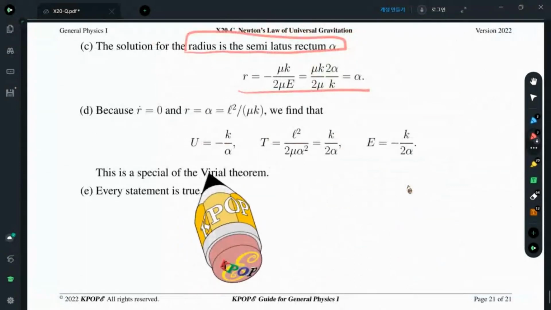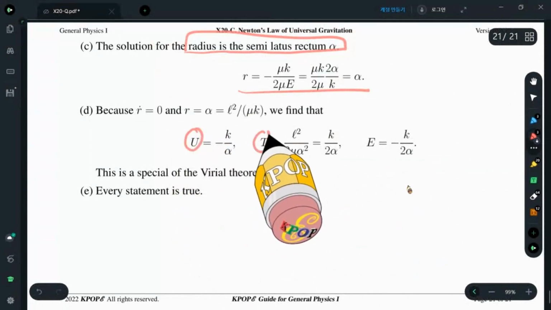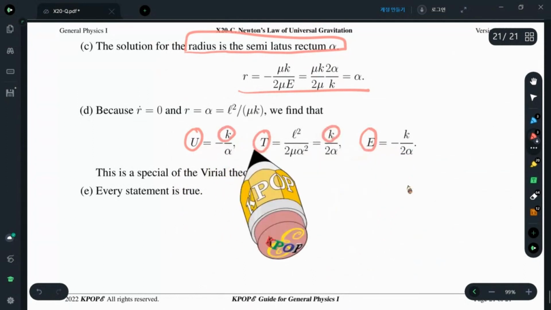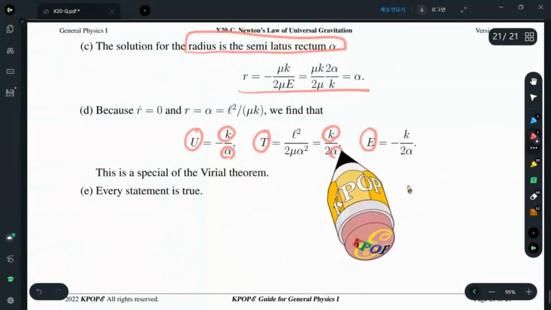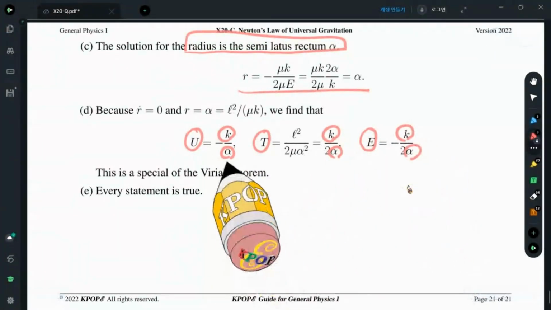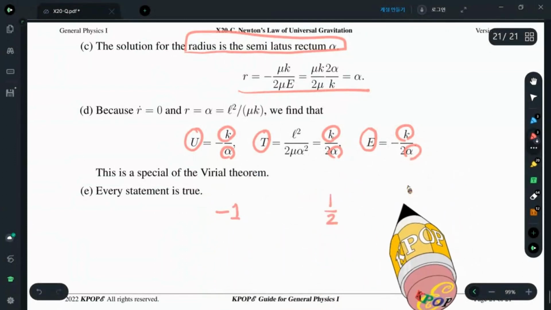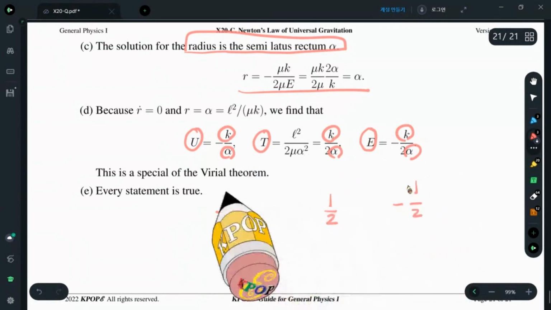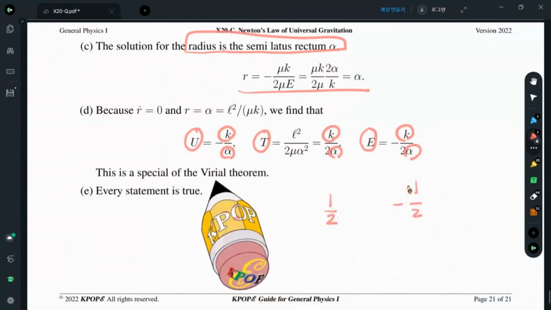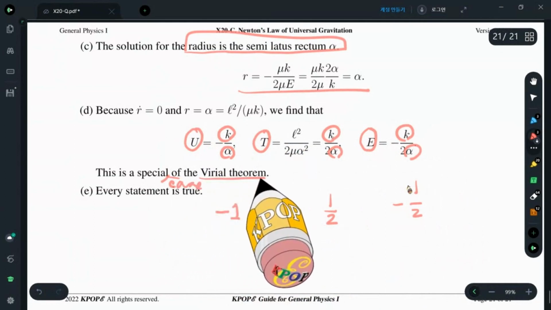And using this, you can find the potential energy, kinetic energy and total mechanical energy. They are all scaled by k over alpha. They're identical except that they are multiplied by -1, by 1/2, and by -1/2. This is a very interesting result, which is called a special case of the Radial theorem.